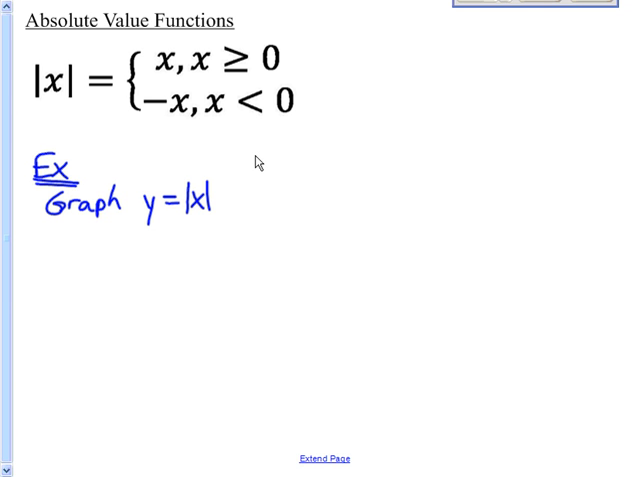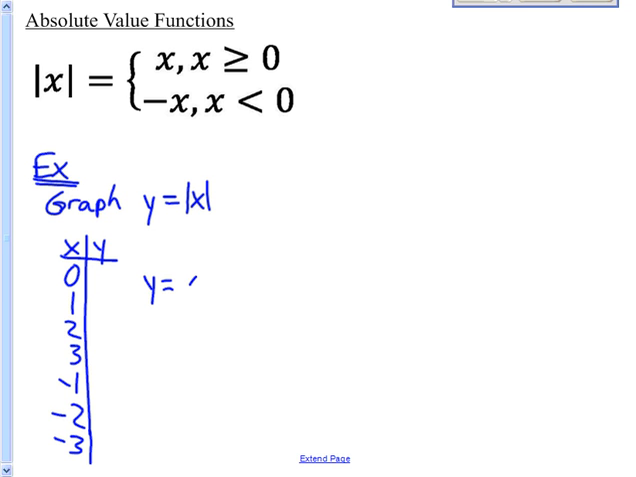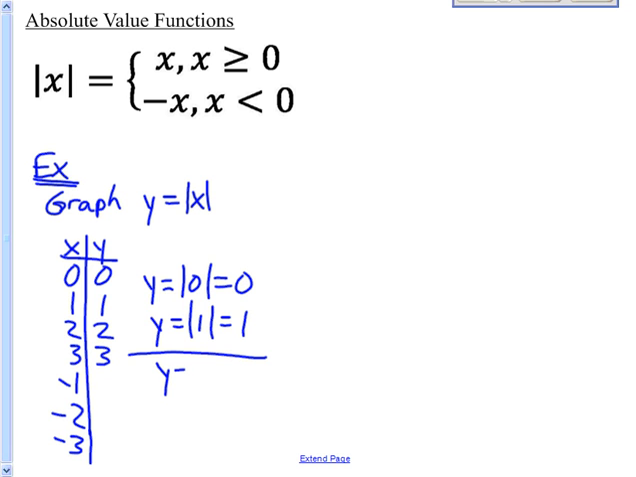You say, well, I could do the old table of values, plug some points in, right? Let's do 0, 1, 2, 3. How about -1, -2, -3? And you plug those in, and you say, well, absolute value of 0 is 0. Let's plug 1 in for x. Absolute value of 1 is 1. Absolute value of 2 is 2. Absolute value of 3 is 3. Plug in some negative numbers now. Let's plug in -1 for x. Absolute value of -1 is 1. Absolute value of -2, of course, is 2. And so on, right? Okay, so we got these points here.